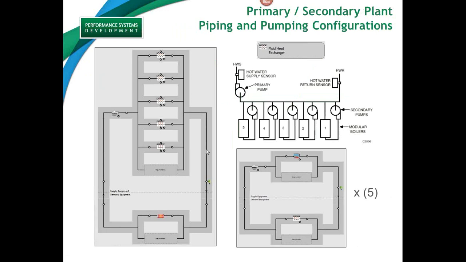The next feature that was released as a part of OpenStudio 1.4 is the ability to model primary and secondary piping and pumping configurations. So for those of you who aren't familiar with primary, secondary piping and pumping, I have on the top right of this slide a simple diagram that shows a bank of boilers, modular boilers, and each boiler has a pump. And the purpose of that pump is simply to drive water through that boiler and inject it into the primary loop.